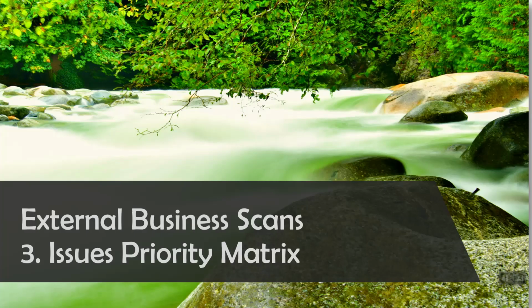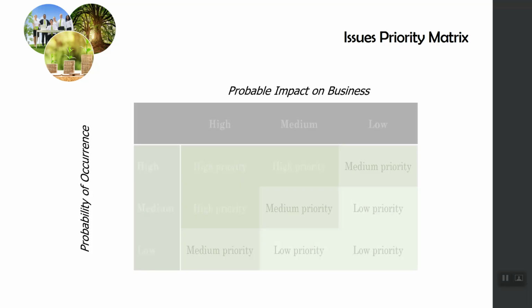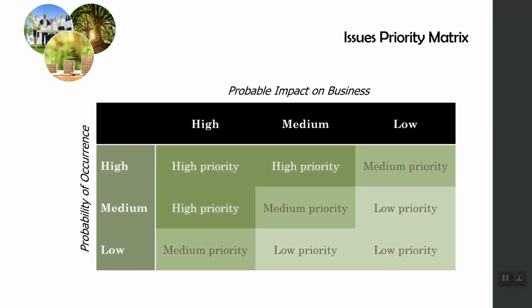Finally, let's take all of these business environment scans that you've done and highlight those that need to be prioritized. Here is a format for an issues priorities matrix. It has two dimensions, the probability of an issue happening and the probable impact on the business. Combining those two and looking at high, medium, low, you can develop different priorities.